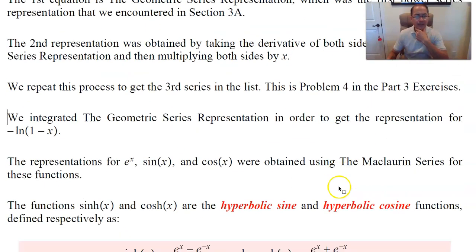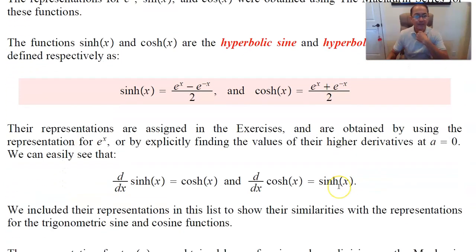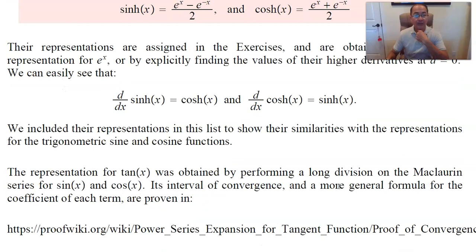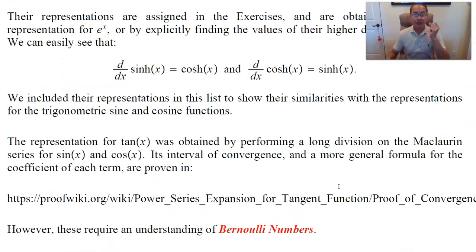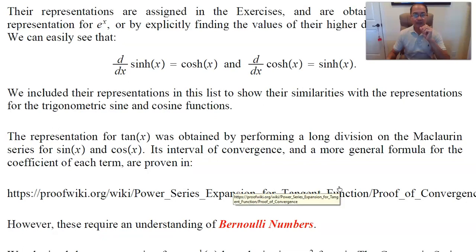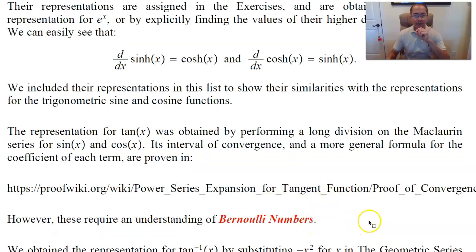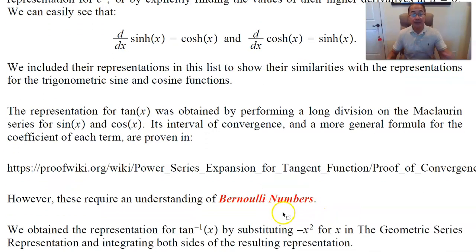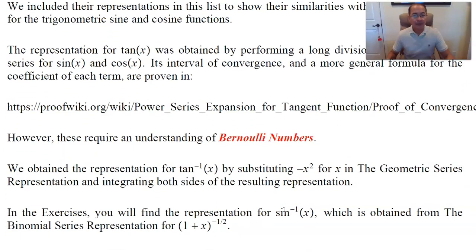All right, so did I explain everything there? Anything else missing? So tangent using long division. There is a general formula for the coefficients of the tangent series, but it's kind of complicated, and it involves what are called Bernoulli numbers. Okay, so we explained how to do arctan in that video on calculus of representations, and this one we'll need a binomial series for arcsine.